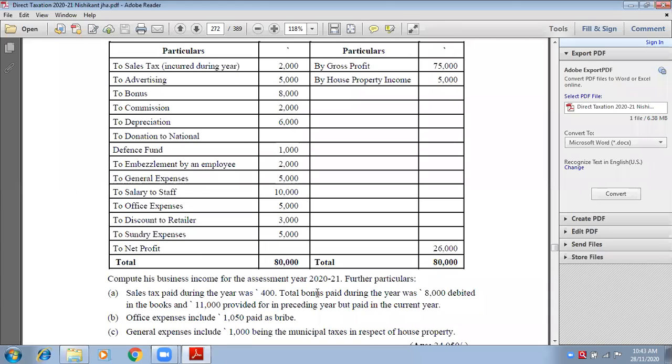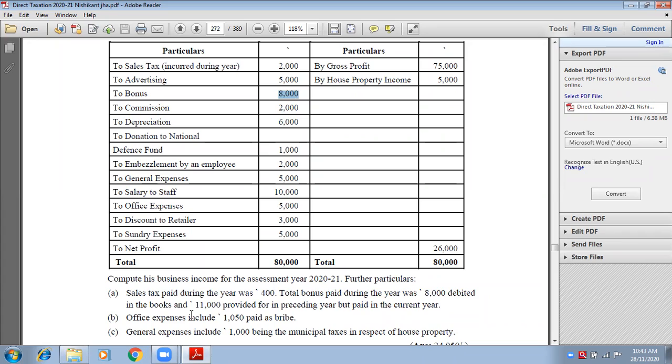Okay, next point. Total bonus paid during the year was 8,000, debited in the books of account. Yes, correct. Total bonus is 8,000. Can you see it in the P&L? Yes, it is there. So he says total bonus paid during the year was 8,000. It is paid. It is not outstanding. The one which is shown in the P&L is paid.